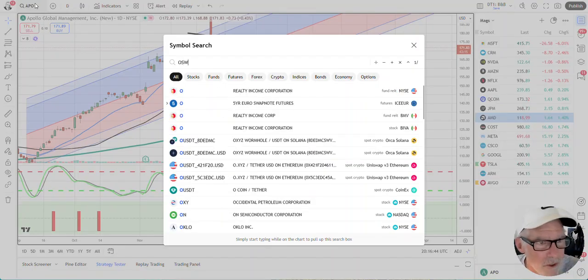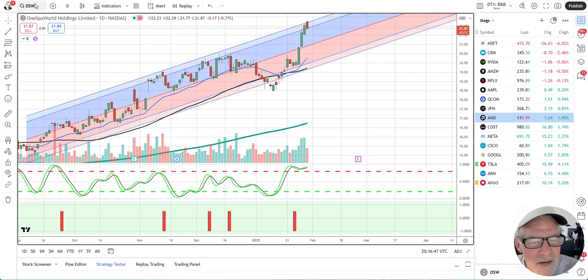Let's do two more. OSW. Okay, you want to get out of this one. You want to take your profits. It's had a nice run. Consider yourself very fortunate to have gotten those big 3 green bars in a row on increasing volume. But the gap and crap today is not so good. It's probably going to put on the brakes.